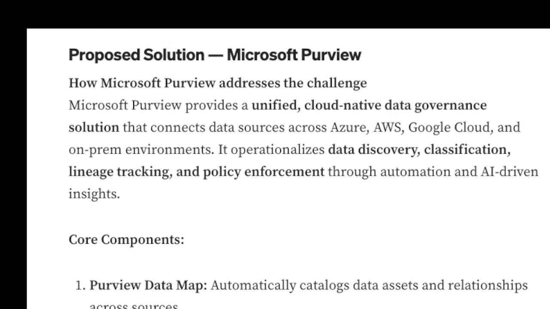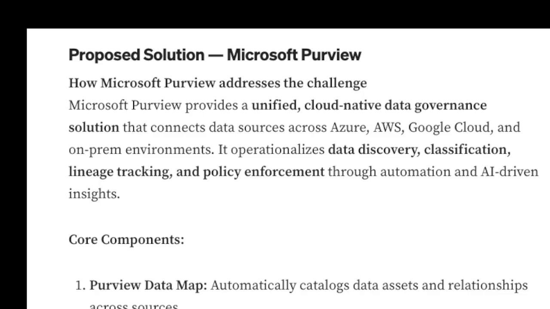What are the core components of Microsoft Purview? They have Purview Data Map that automatically maps the data sets and relationships across sources. So here, sources, we are talking about the different verticals of an enterprise, be it technical or business users.